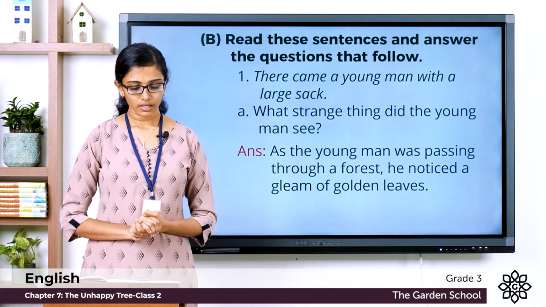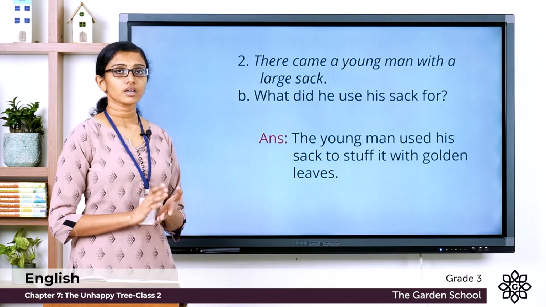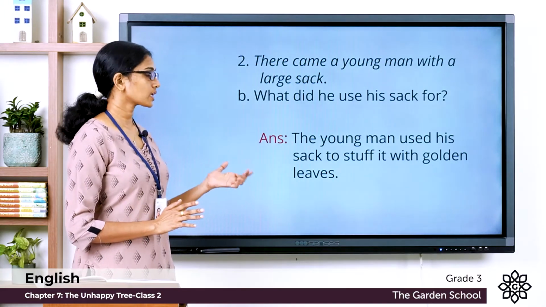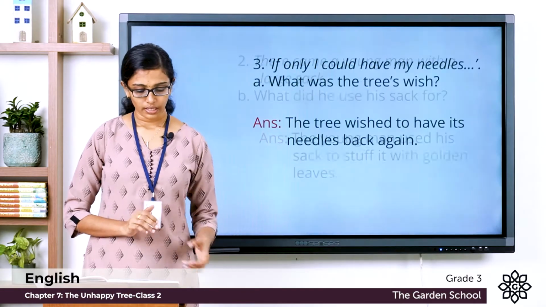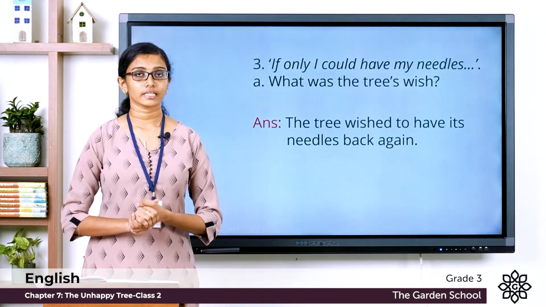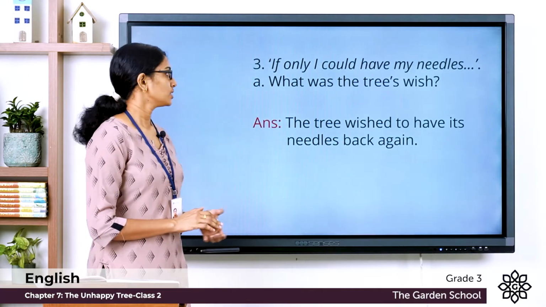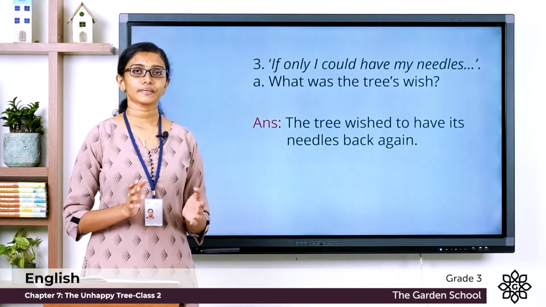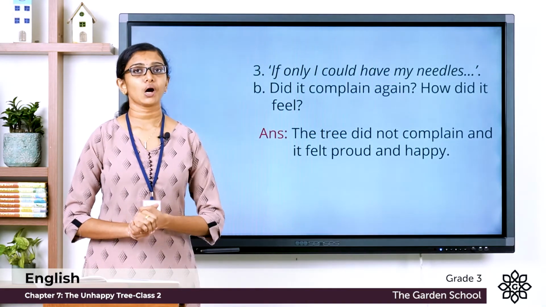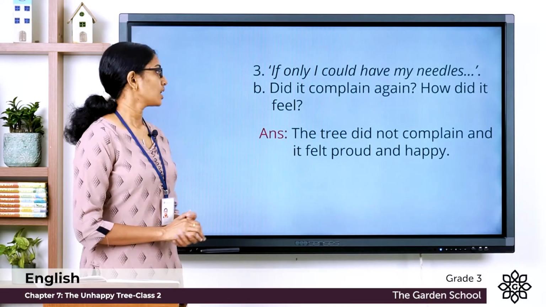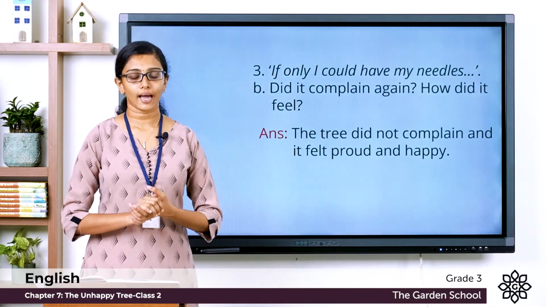Part B. What did he use his sack for? The young man used his sack to stuff it with golden leaves, the golden leaves of the tree. If only I could have my needles. Part A. What was the tree's wish? The tree wished to have its needles back again. Now, part B. Did it complain again? How did it feel? The tree did not complain again and it felt proud and happy.